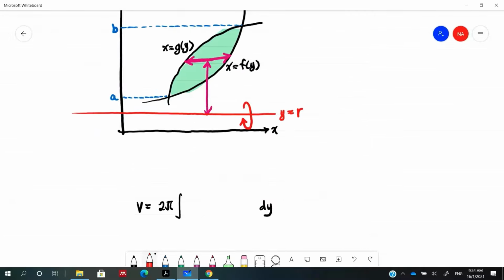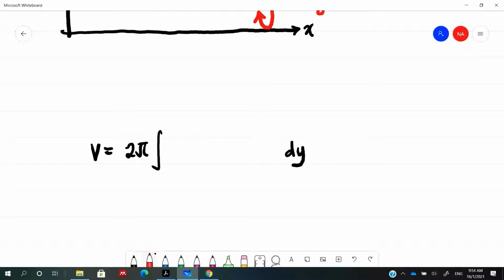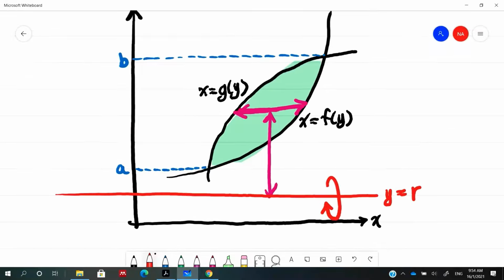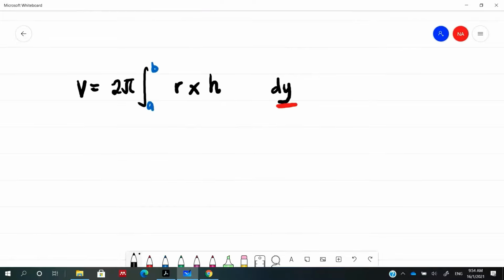So now we know that the volume is given by 2π integrate in terms of y. All right, so the values on this integral should be on the y-axis because it is dy. So on the y-axis, the region is bounded from a until b, so you should write a and b on this integral. Right, so we know that we have to use the formula which is r multiplied with h, which is radius multiplied with height.